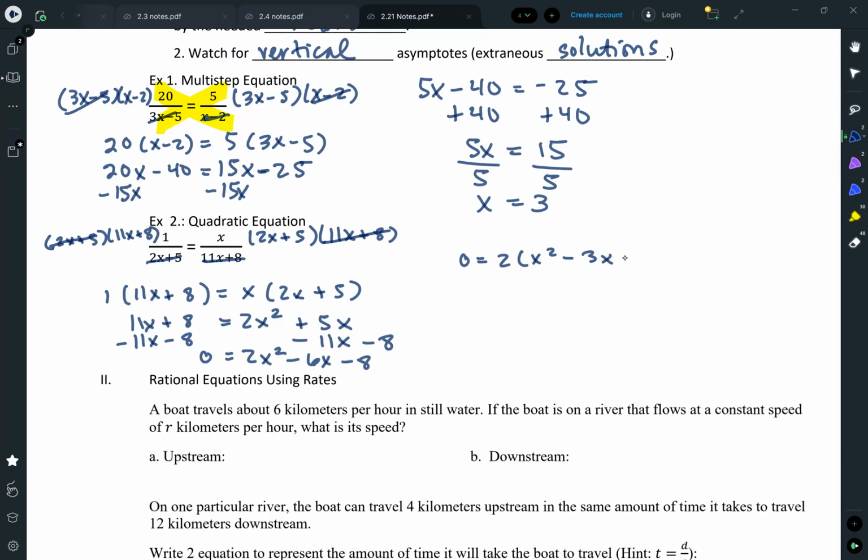And then I can continue factoring. Figure out what multiplies to make negative 4, adds to make negative 3. So x minus 4 times x plus 1. When I do zero product property, I can ignore the 2 because it is just a constant. And so I will have 0 is equal to x minus 4, or 0 is equal to x plus 1. And then I do need to solve on those.